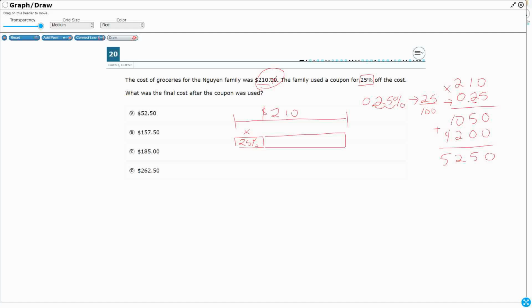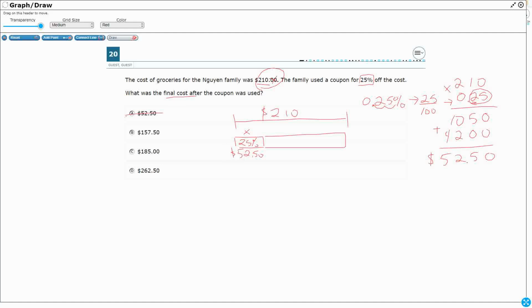Now, I deal with my decimal. I've got 2 digits behind the decimal in my factors, right? So I've got 2 digits there, which means I need to match that in my product. Need to have 2 digits behind the decimal in my product. Now, the 5250 is not the answer, even though it's sitting right there. 5250 is what this is. This is 25% off. 5250 is 25% off the 210.